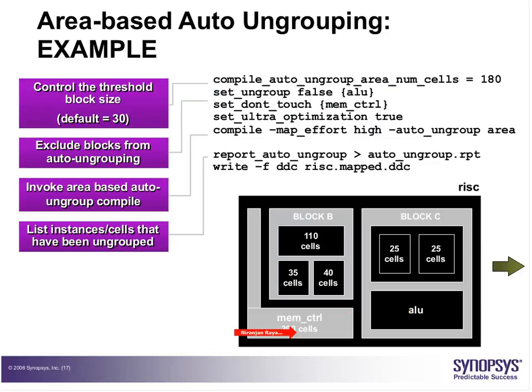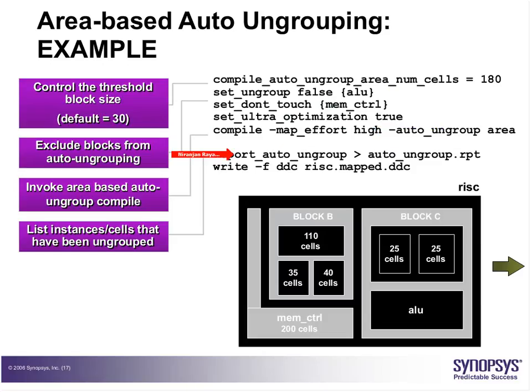We set don't touch on mem control, but please make sure if we say don't touch on MEM control, MEM control should already be mapped. It should not be in RTL form, otherwise DC will not do anything. We set LTROP, so this command is no more needed in the later version of DC. You can just use compile LTROP, or in this case you can just use compile minus map effort high minus auto ungroup area. So in this case we are enabling the critical path resynthesis. We are also saying it to ungroup based on area.